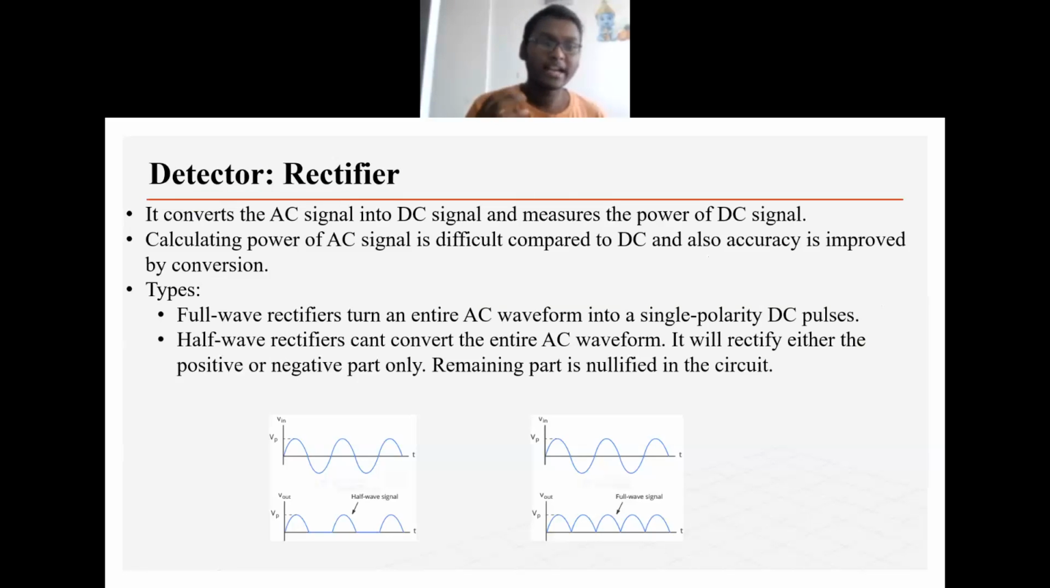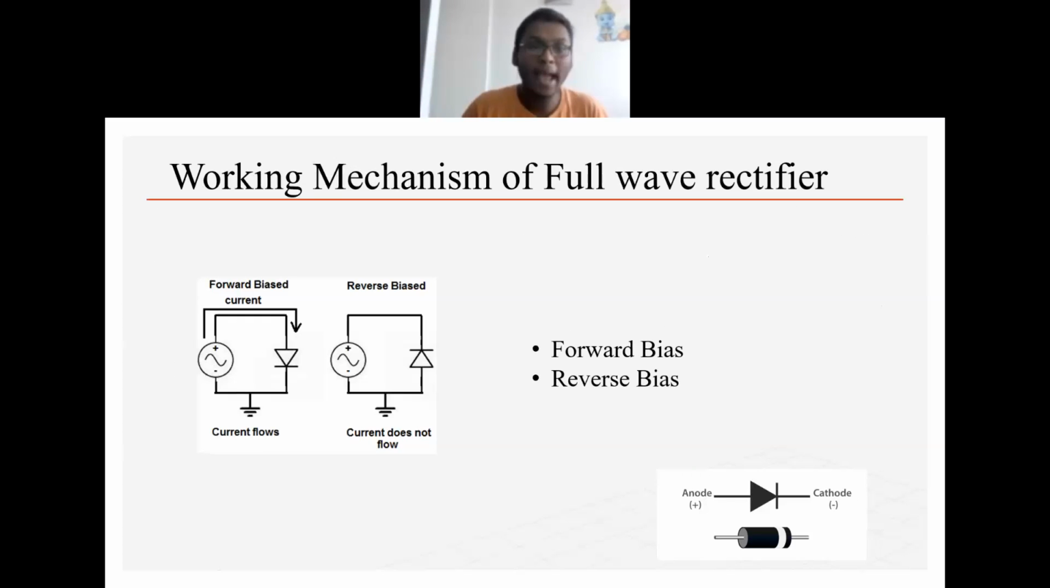As we know, there are many types of rectifiers: full wave rectifiers and half wave rectifiers. A full wave rectifier will completely turn the entire AC waveform into a single polarity DC pulse. It means that when an AC wave passes through a full wave rectifier, both the positive and negative parts of the AC wave are completely transferred into DC form. In half wave rectifiers, only the upper part or only the lower part is rectified. The remaining part is nullified in the circuit. Now we will see how this happens.